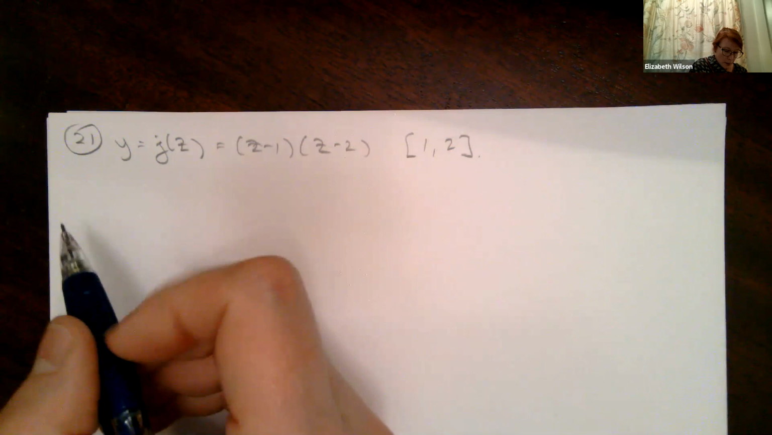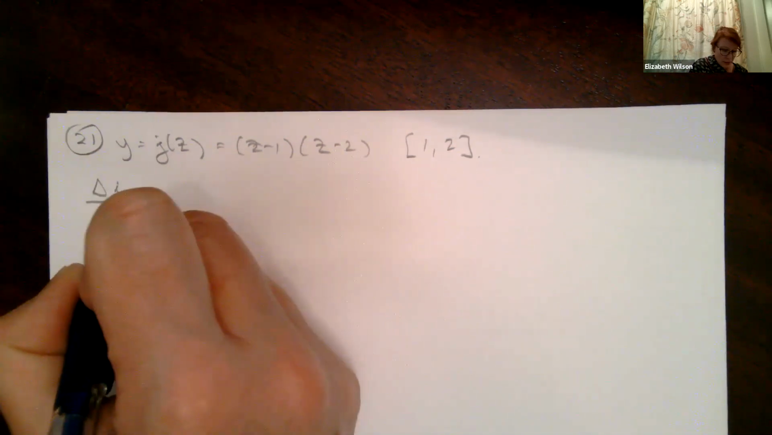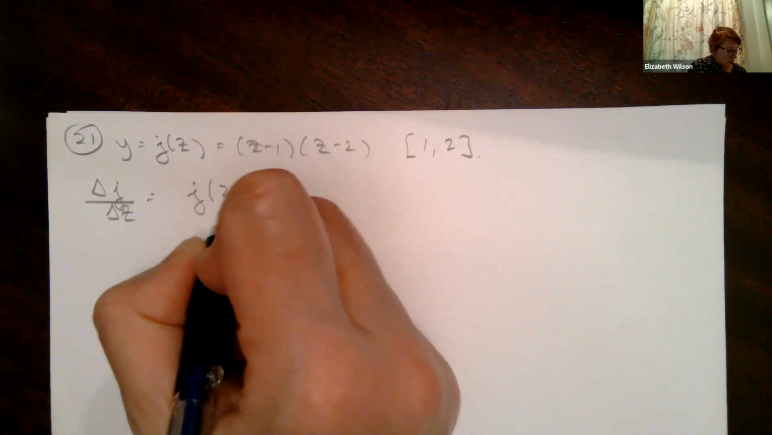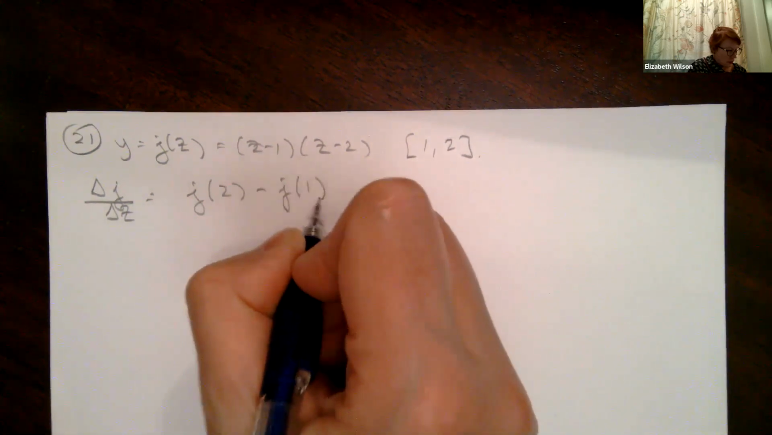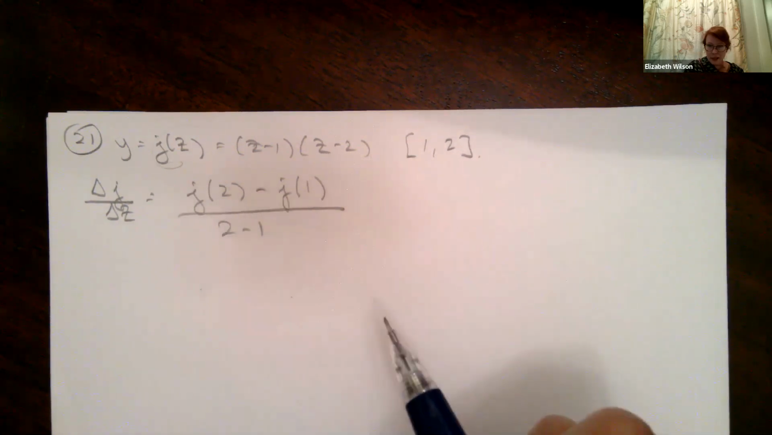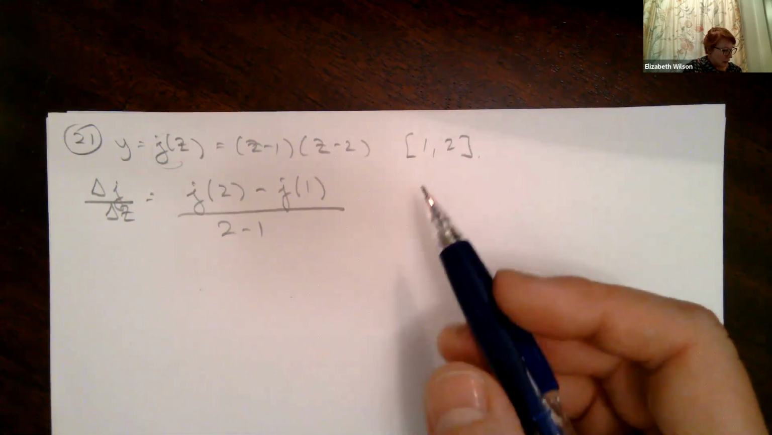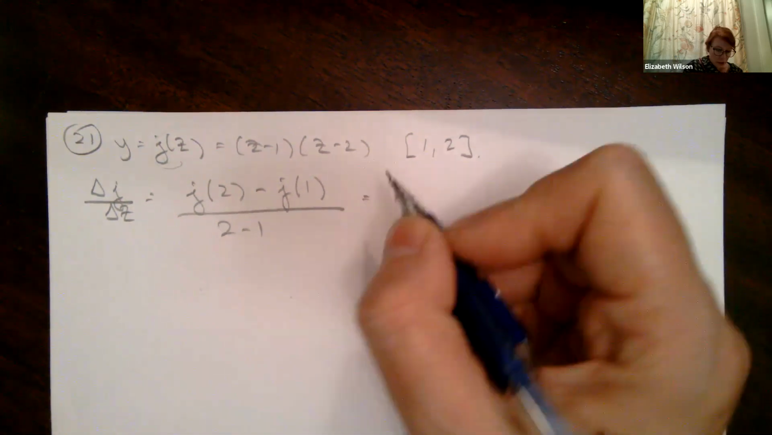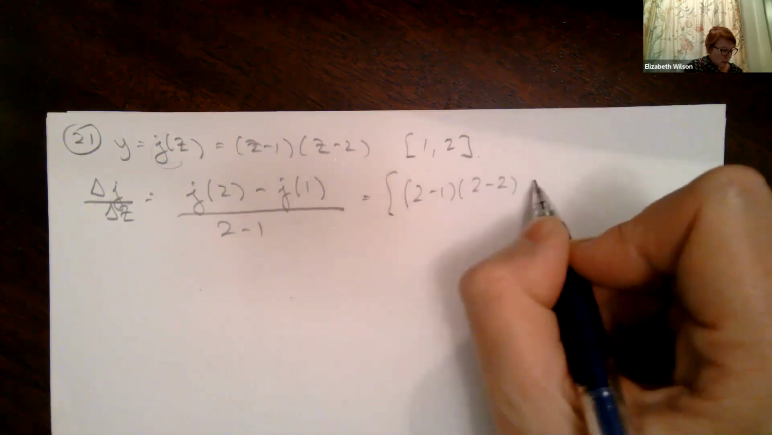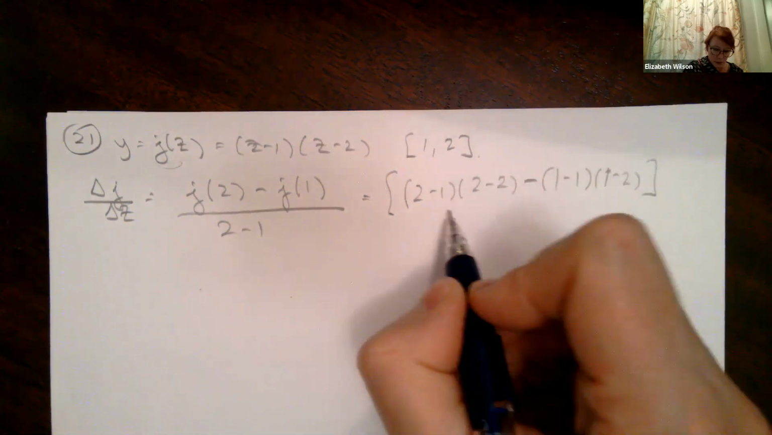All right, so what I want to take a look at is delta j over delta z, which is my average rate of change. So I'm going to say j of 2 minus j of 1 all over 2 minus 1. This is my function, and I'm plugging in my endpoints because they said they wanted us to do the average rate of change for these endpoints here. So now I'm going to go 2 minus 1 times 2 minus 2, minus 1 minus 1 times 1 minus 2, all over 1.